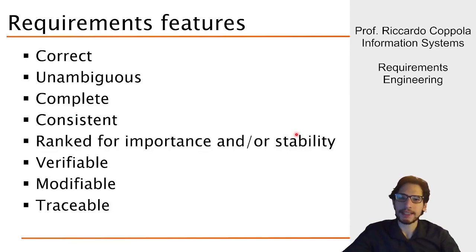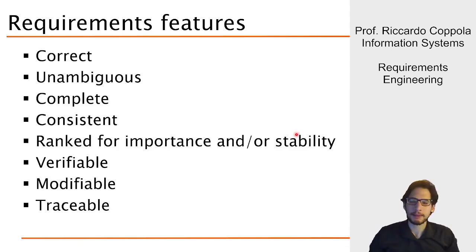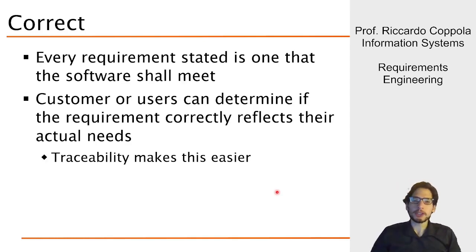Like everything that is made by a human, the requirements can be made in a good way or in a bad way. There are many different features that can be used to evaluate if requirements are good or not. First of all, correctness. I will have a document with all my requirements, and each requirement will need to describe a characteristic that the information system must implement.